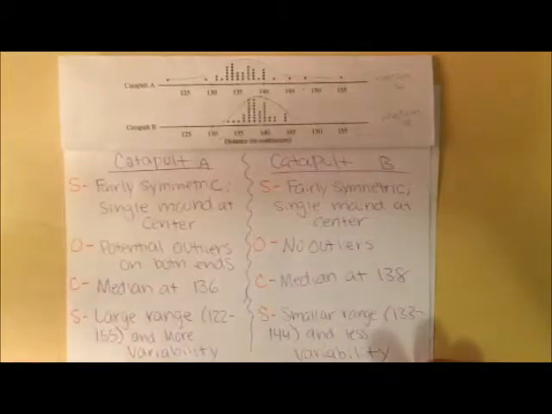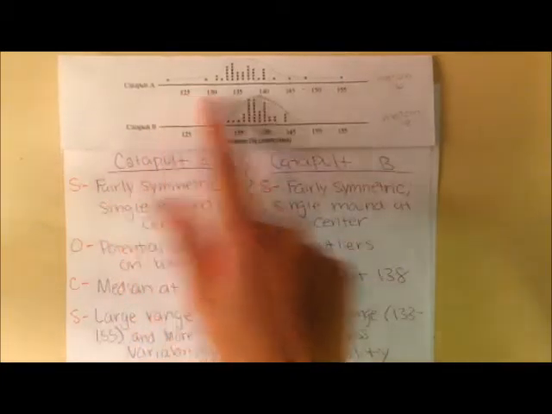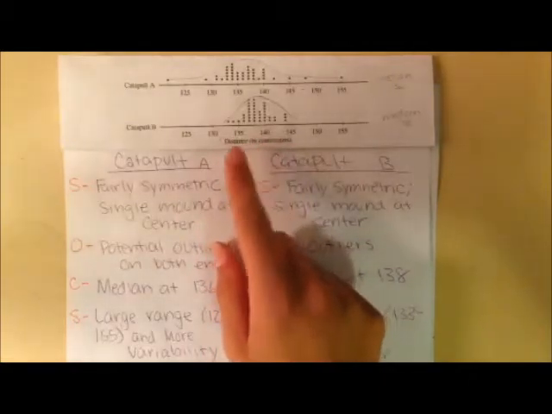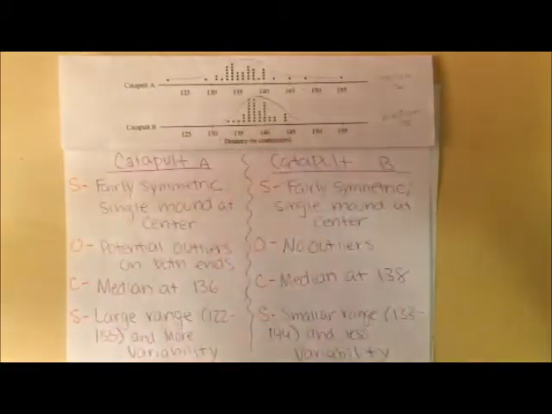As far as spread goes, Catapult A had a much larger range of 122 to 155 centimeters and more variability between data points, so you can see a lot of space between here and over here. Catapult B had a much smaller range from 133 to 144 and a lot less variability. Like we said before, most of its data points were all compacted in one single place.